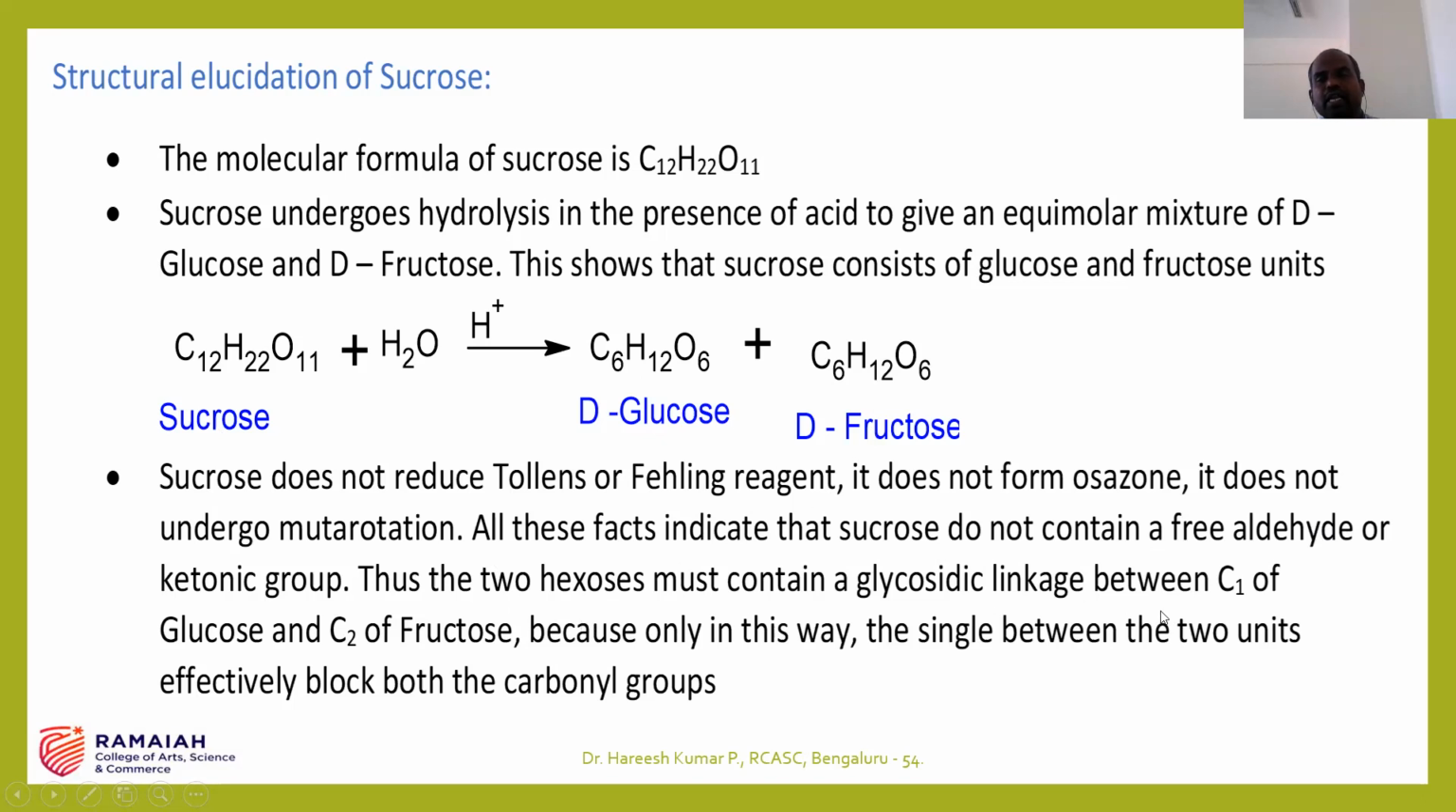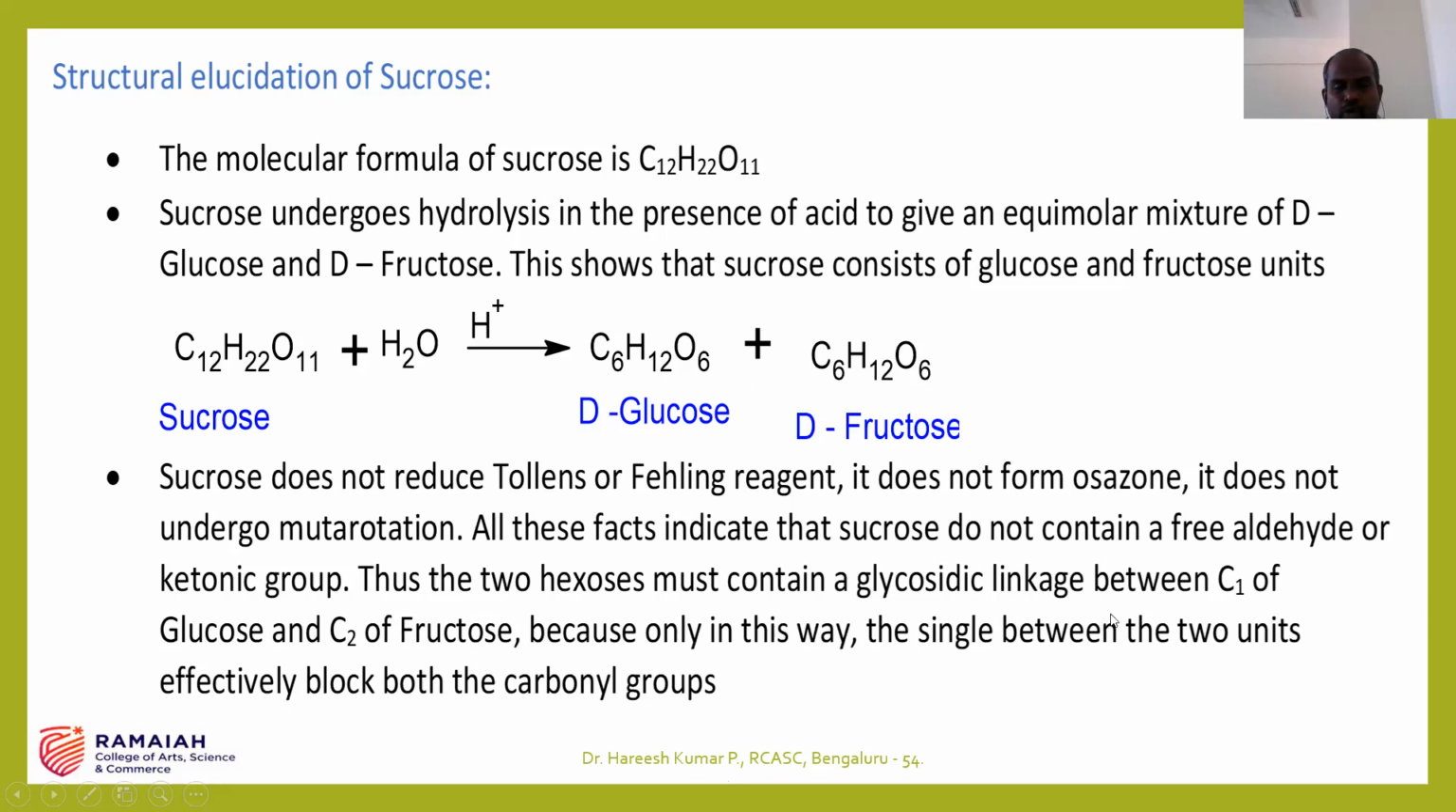They must contain a glycosidic linkage. Glycosidic linkage means the oxygen is bonded to glucose as well as fructose. That is called glycosidic linkage. Glycosidic linkage between C1 of the glucose and C2 of the fructose. What does it mean? It means that in sucrose, D-glucose and fructose are joined through a glycosidic linkage.